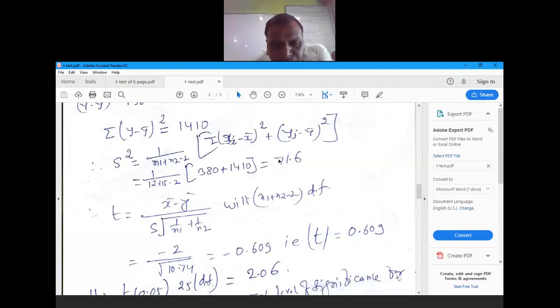If my calculated value is less than the tabulated value, in this situation what do we do to the null hypothesis? We accept it. That means my result is non-significant, and we accept it and draw conclusion accordingly. If our calculated value of applied statistic is greater than or equal to tabulated value of applied statistic, then result is significant and in this situation we reject H naught and we draw conclusion accordingly.